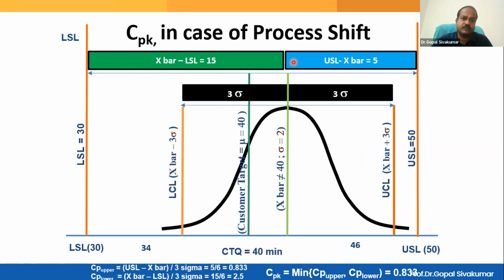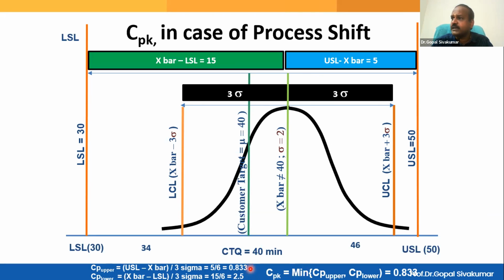But if the process is shifted, what happens? The blue color bar decreases. Now the risk is more on the right side, the upper side. Rejection will definitely start happening on the right side. So CP upper should be picked up as the capability measure, not CP lower, because on the right side the risk has increased. That is why we introduced a formula here: the minimum of CP upper or lower. Whichever side your process is shifting, your capability will drop on that side. So use the minimum value.